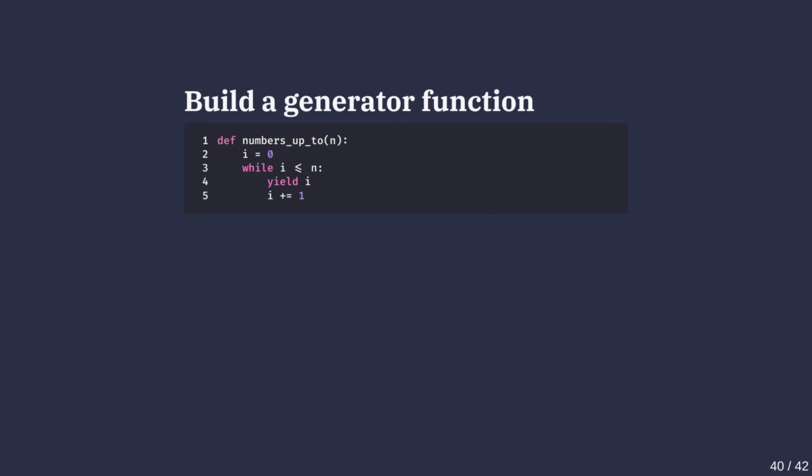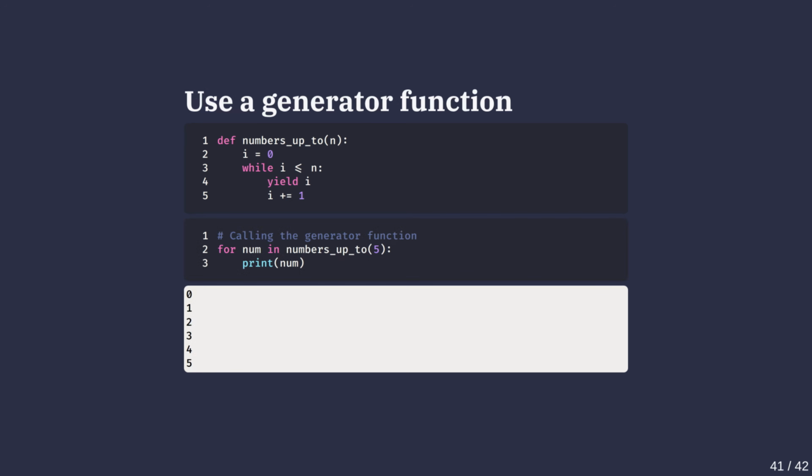Here is a generator that produces integers starting from 0 up through n. Each time it is called, it yields the next integer and pauses, continuing from where it left off until it reaches n. To use this generator, we call the function as usual. It returns a generator object that we can loop through. This lets us create highly customizable generators that behave just the way we want.